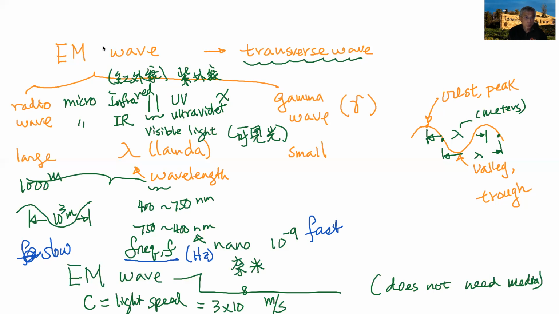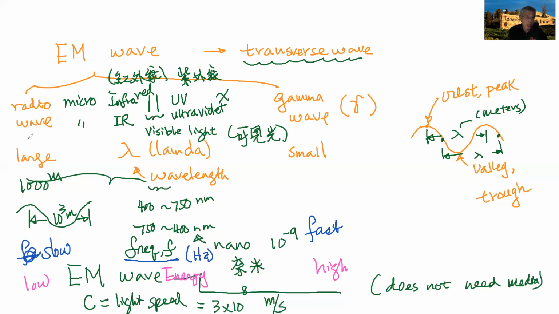All right, so in terms of energy, I'm going to change color again. So this is energy. This side here is high energy, right? So you don't want to get burned by gamma wave. They will kill your cells. And this is low energy. So if you have radio wave bump into your body, it's harmless.